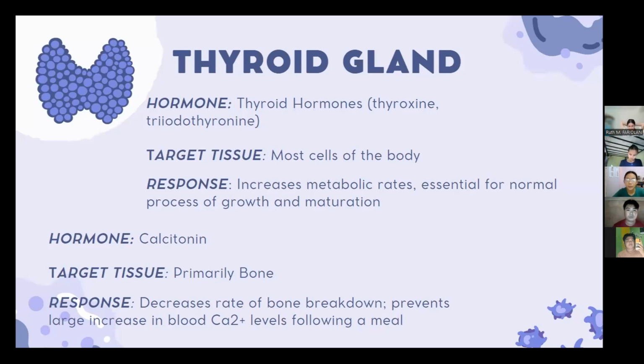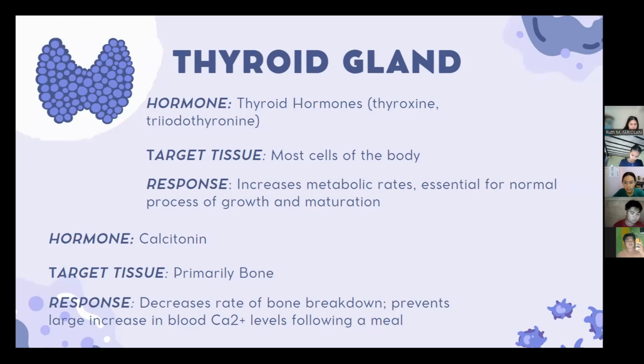Now, let us move forward to the thyroid gland, which is also a major part of the endocrine system. The thyroid gland is composed of three hormones, the thyroid hormones and calcitonin. First are the thyroid hormones, which consist of thyroxine and triiodothyronine, and their target tissues are most cells of the body. Their response is increased metabolic rate, essential for normal processes of growth and maturation.